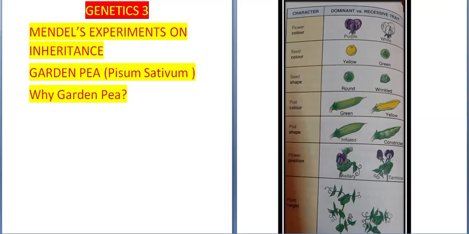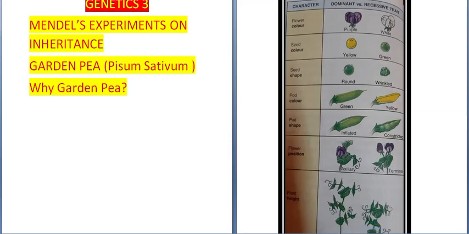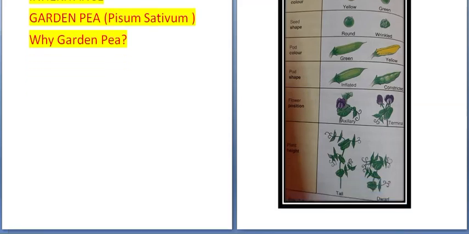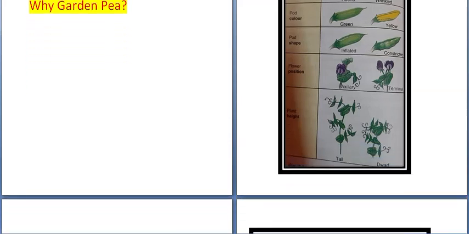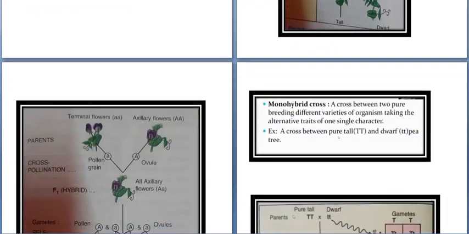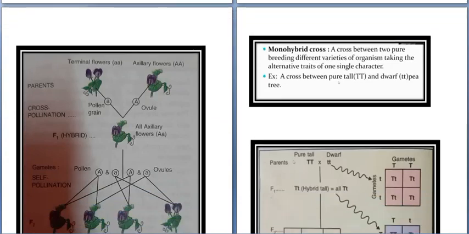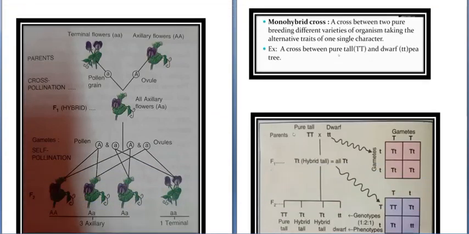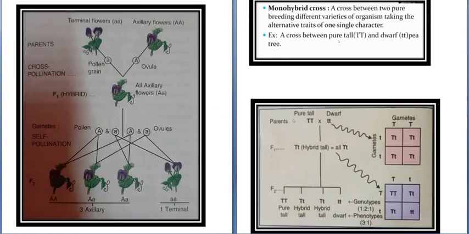So these 7 contrasting characters could be seen in a single plant. So it gave Mendel an opportunity to carry out various crosses and come to his conclusions or findings. So that is why he chose garden pea or Pisum sativum.